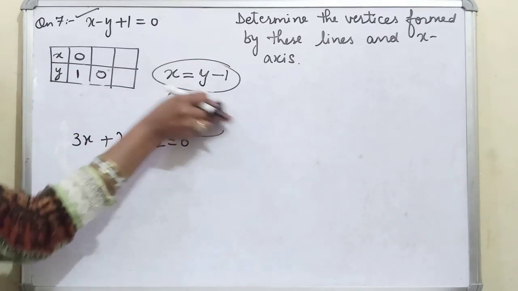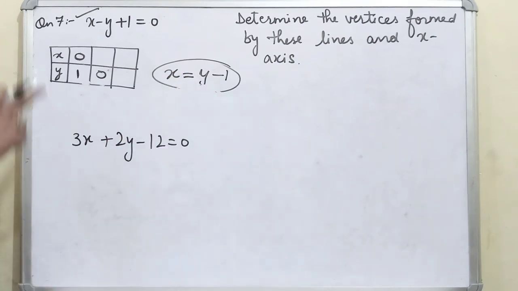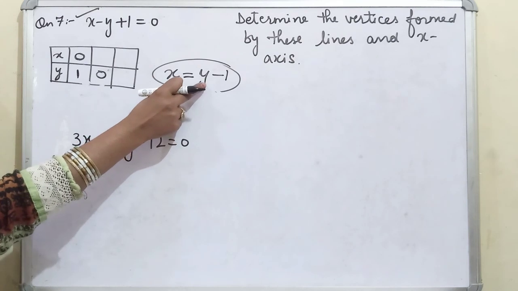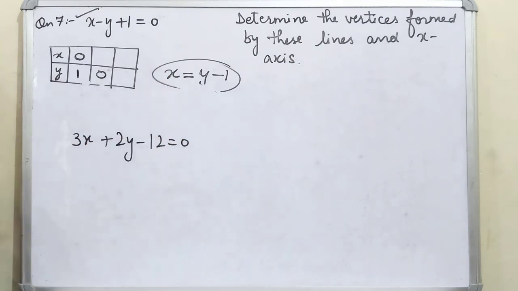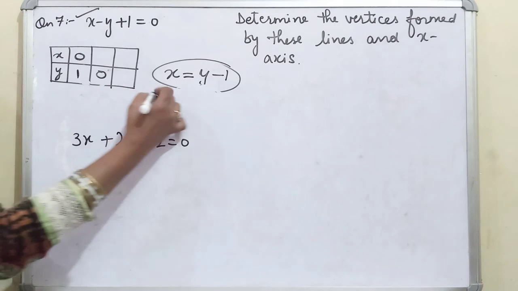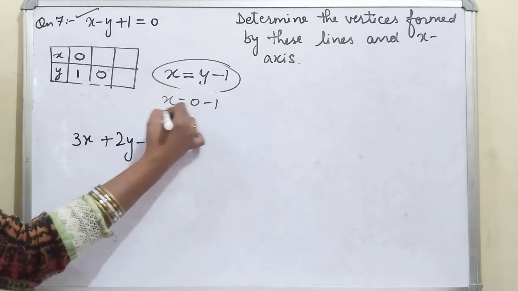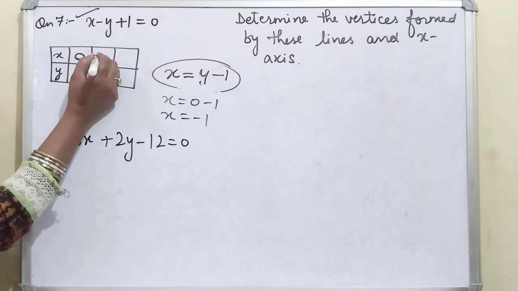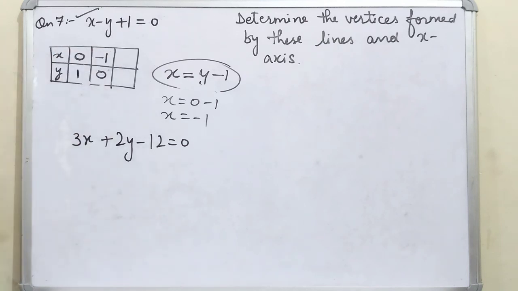Similarly, I want to get the value of x when y is 0. Put y equal to 0 here. It will be x minus 0 minus 1. Minus x will be minus 1. So x is minus 1.